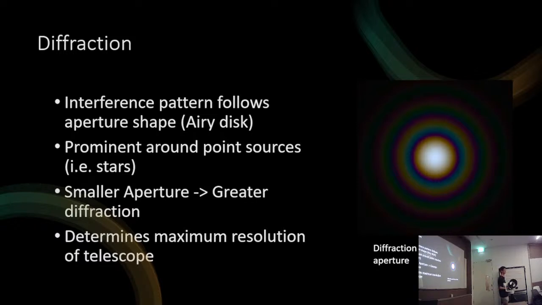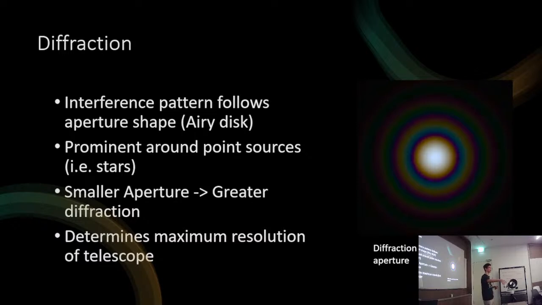Okay, the second effect is really because of diffraction. Right? So diffraction means that when you have a set of parallel light rays coming into your aperture, and when you try to focus at a point, the point actually becomes different light. So what you really get is this interference pattern that follows the shape of the aperture.